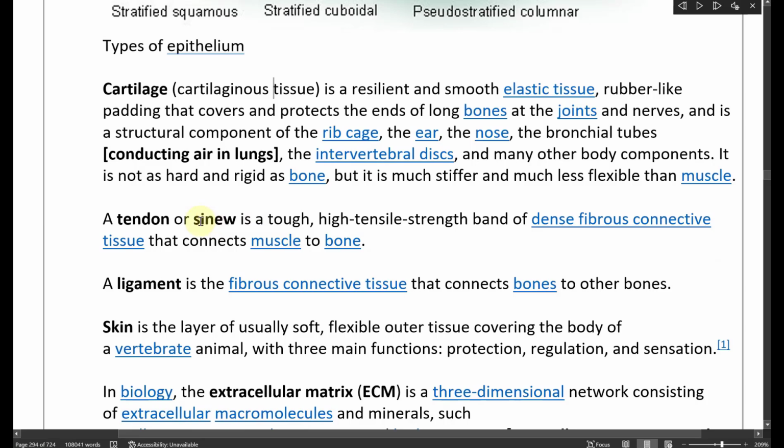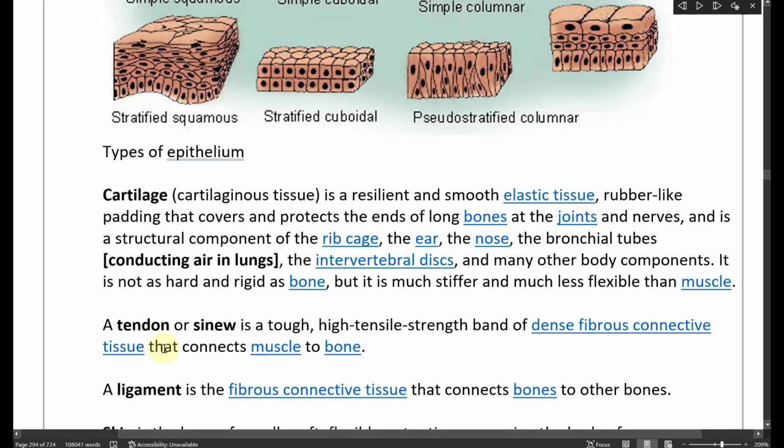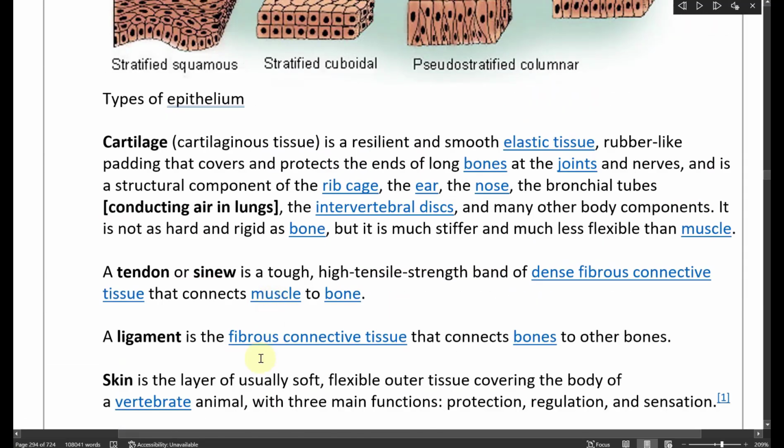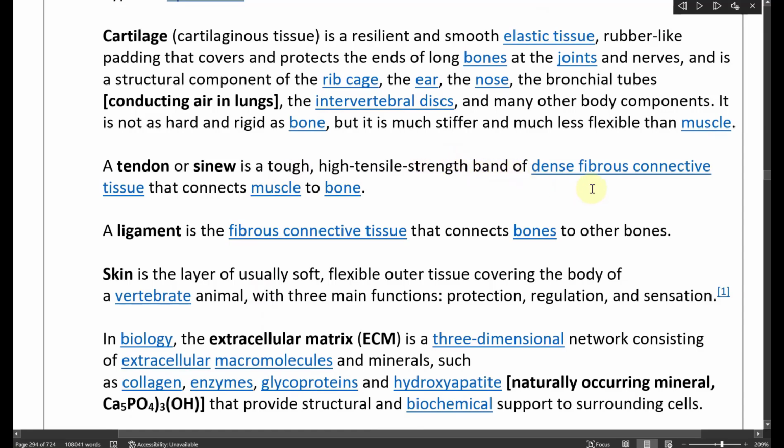So a tendon, or sinew, is a tough, high tensile strength band of dense, fibrous connective tissue that connects muscle to bone. So this is the tendon over here. So we have cartilage, tendon, and ligament as well. A ligament is a fibrous connective tissue that connects bones to other bones. So a tendon connects muscle to bone, and a ligament connects bone to bone. It's a very interesting setup.